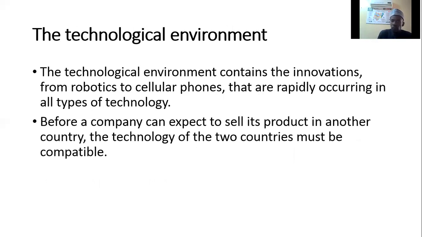Then technological environment. The technological environment contains the innovations, from robotics to cellular phones, that are rapidly occurring in all types of technology. Before a company can expect to sell a product in another country, the technology of the two countries must be compatible. You understand? You cannot target a country with something that they don't understand, or something that is beyond their assumption level.